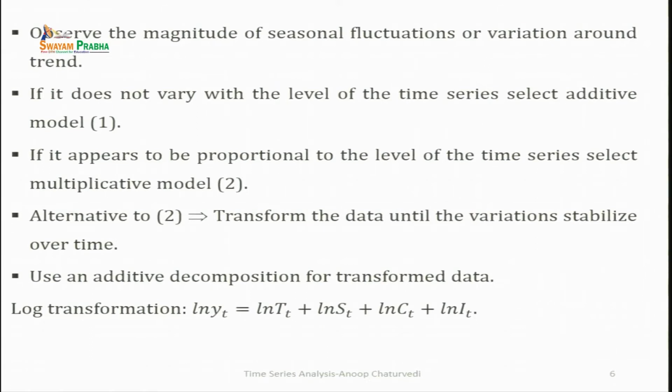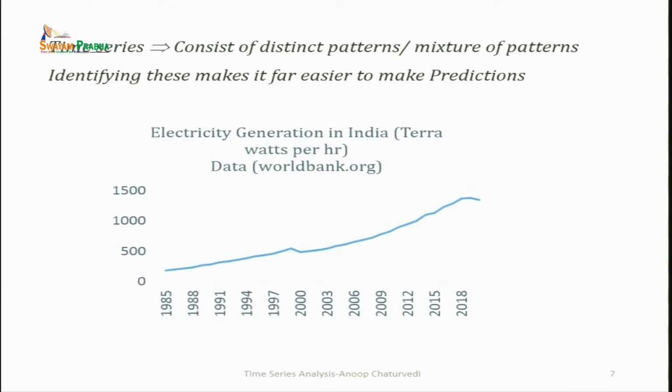One of the alternatives is, if you do not want to use the multiplicative model, then it may be possible for you to transform the data using some suitable transformation. Usually the log transformation works, and then after transforming the data, you can convert the model into an additive model. So, we transform the data until the variation stabilizes over time, and use an additive decomposition for the transformed data. So, if you are using log transformation, then log yt is equal to log tt plus log st plus log ct plus log it. So, after taking the log transformation, you have transformed the multiplicative model into the additive model form. I will again come to this point later on when we will consider the seasonal component in detail.